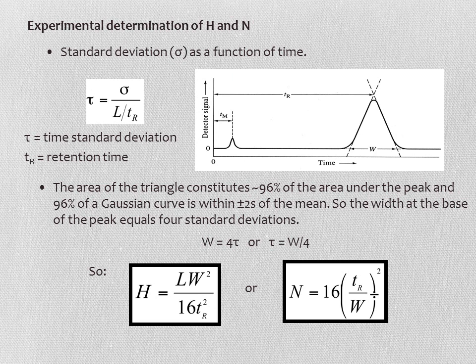We've got math. So what we will do is we will say, hey, standard deviation as a function of time, we'll call that tau. So we've got our beautiful Greek letter tau here. And we'll say that's equal to standard deviation in terms of length divided by length over retention time, and that has to do with our speed. And we can then say 96% of the area under a peak could be estimated with this triangle, and we can think about the baseline width of our peak, which would equal 4 standard deviations. So we get this idea of tau is width divided by 4.